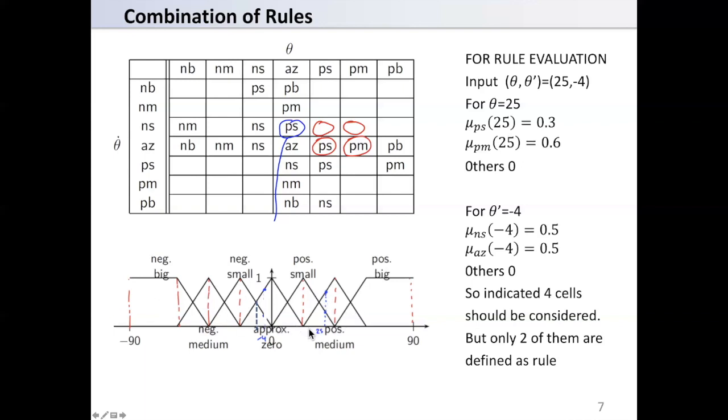And also we have to consider the fuzzy sets defined on theta prime, the derivative of theta, and the measured value is -4. And remember that we assume that it's changing from -45 up to 45 for theta prime, and assume that for -4 we are at this point, and the value of the negative small is 0.5, and the value for the approximately 0 is 0.5. So from the membership functions, we see that membership for negative small is 0.5, membership for approximately 0 at -4 is 0.5, and for all the others it is 0.